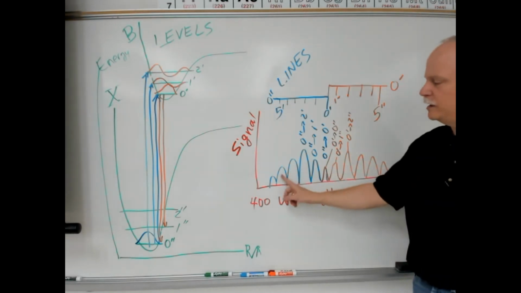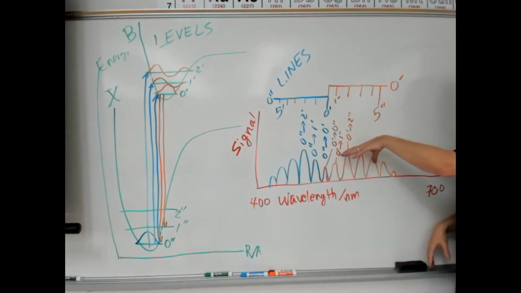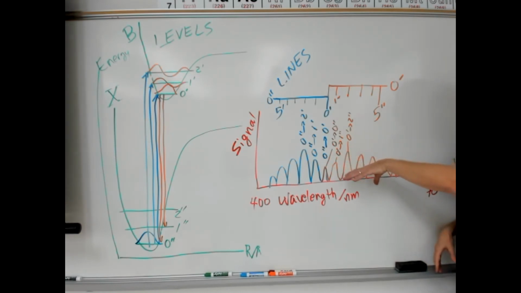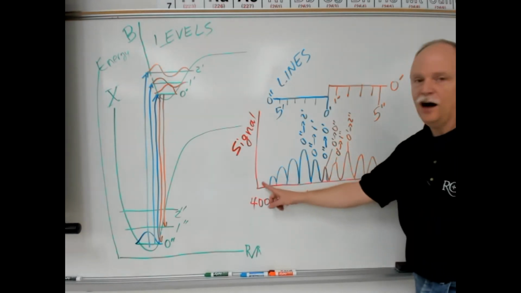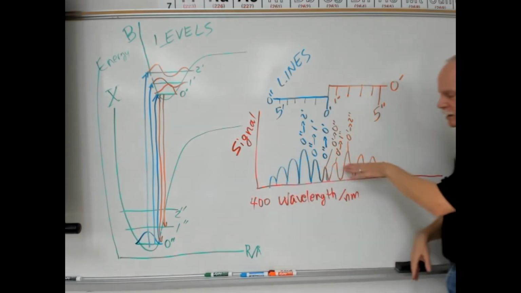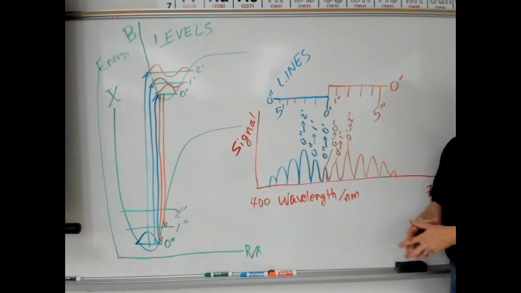What if you sat at one of these lower peaks? Then all of this fluorescence spectrum would just drop down a little bit. And if you eventually got off of the excitation peak, then you wouldn't have any signal from the fluorescence at all.